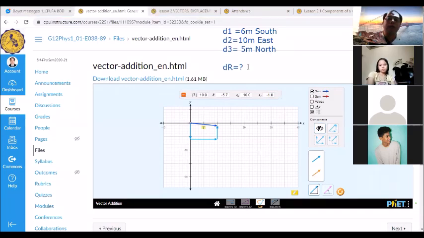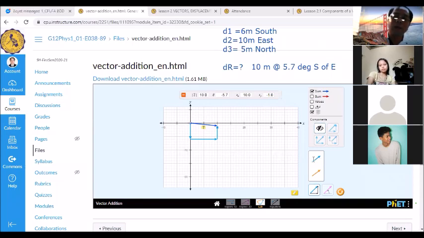So my DR value based on the simulator is 10 meters, and it's directed at 5.7 degrees south of east. Okay, do you have a question on how to use the simulator?